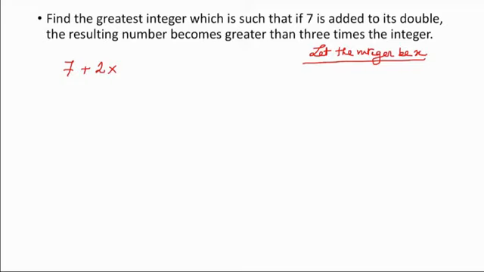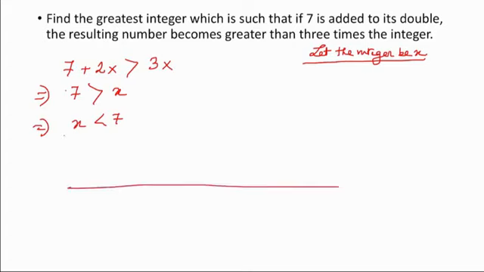So 7 added to twice or its double, so 7 plus 2x, the resulting number becomes greater than, so this resulting number is greater than 3 times the integer. So 7 plus 2x is greater than 3 times the integer. So let's solve this inequation first. We want to get the x on one side, so we add a negative 2x on both sides. So 7 plus 2x minus 2x leaves it at 7, and 3x minus 2x, that is x. So 7 greater than x, or x is less than 7.